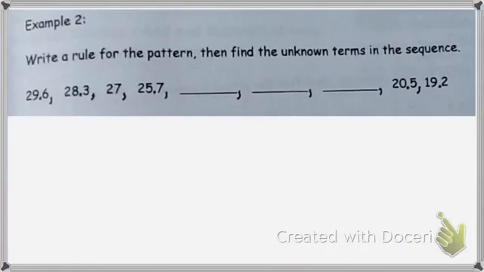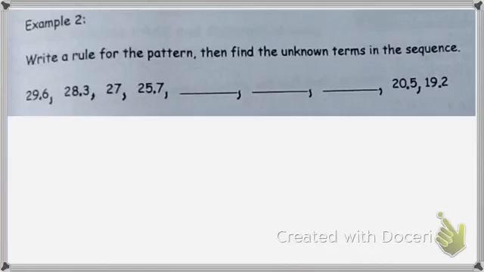Example number 2 is another type of patterns with decimals problem you may need to solve, and it says write a rule for the pattern, then find the unknown terms in the sequence. In this case, it's not really a word problem, it's just giving us terms in a sequence, and some of the terms in the middle of the sequence are missing. So that's what we need to figure out, as well as the rule. Of course, in order to figure out the missing terms, we must find a rule. So let's see how we tackle this problem.